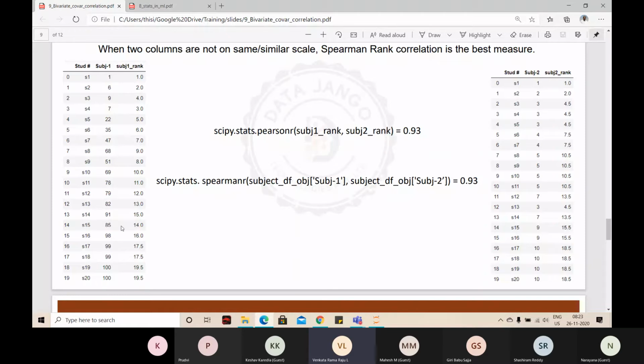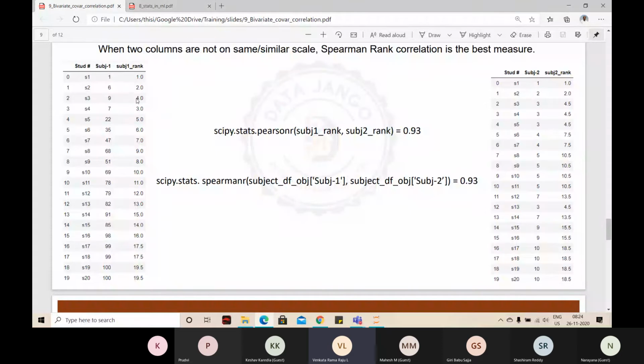So when the scale is not the same on the columns we are trying to measure the relationship for, we should better take the rank of it. There are two ways to do it. Either you do normalization of the data: take the maximum and divide all the values with the maximum number. Here also take the maximum, divide all the numbers with the maximum. Then this column comes between 0 and 1. This column values also come between 0 and 1. Then you calculate Pearson correlation. That is one way. The second way is to calculate the rank of the column.